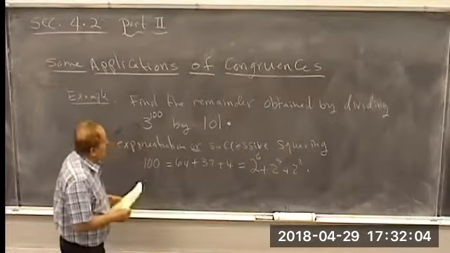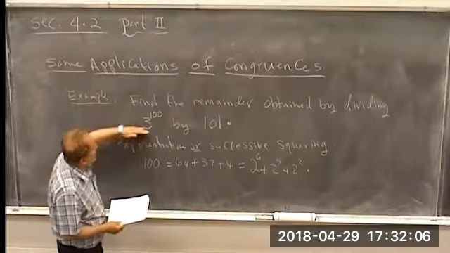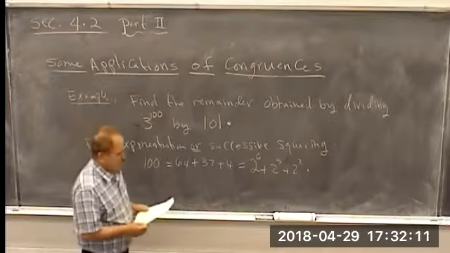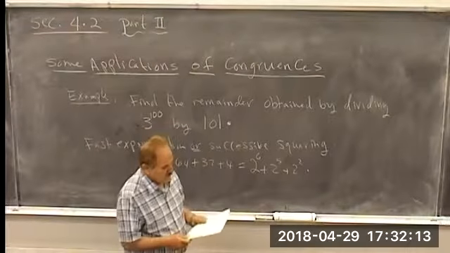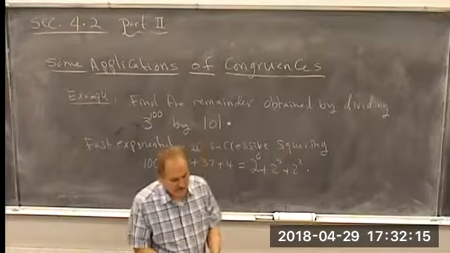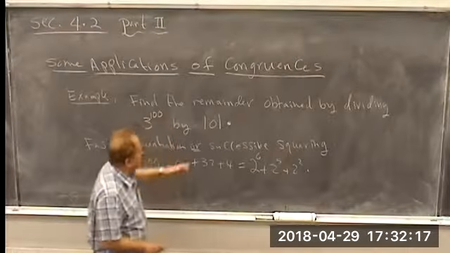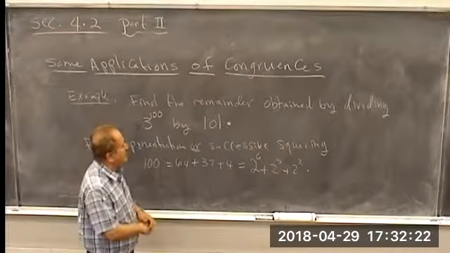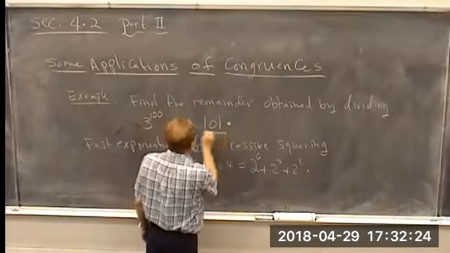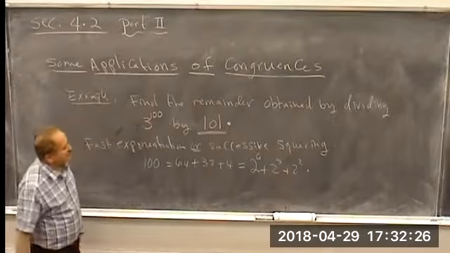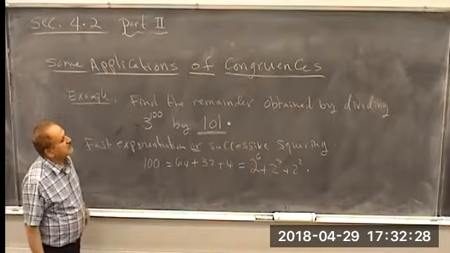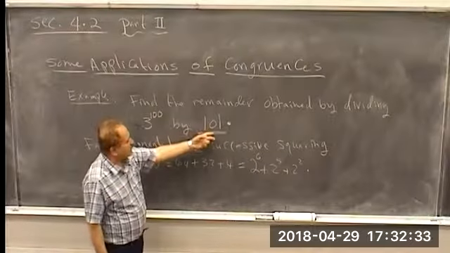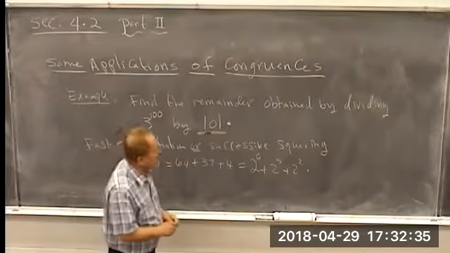So what I'm going to do is calculate 3 to these different powers of 2. And we do this by what we call successive squaring. Every time we do this, we're going to be reducing mod 101. In other words, we don't want the product to get very, very large. We don't want it to exceed 101. All right? So here it is.